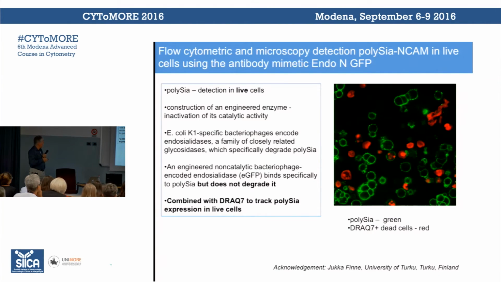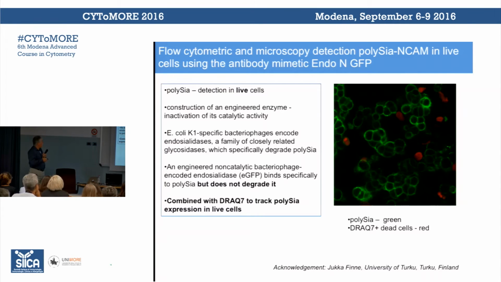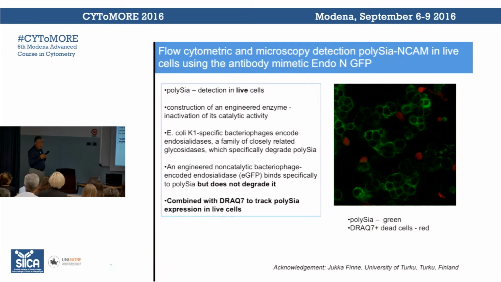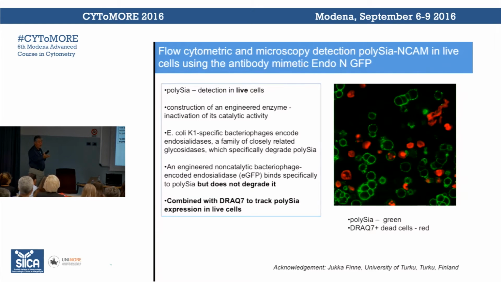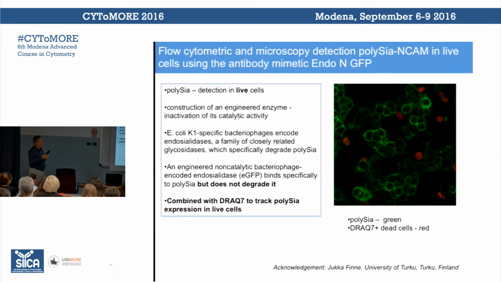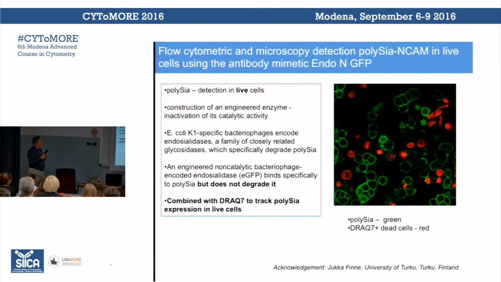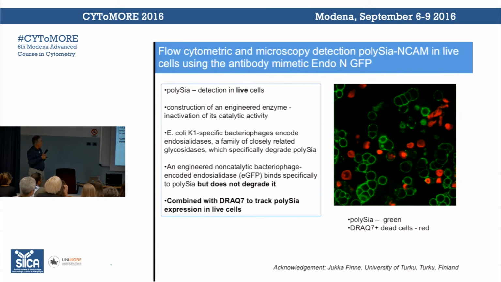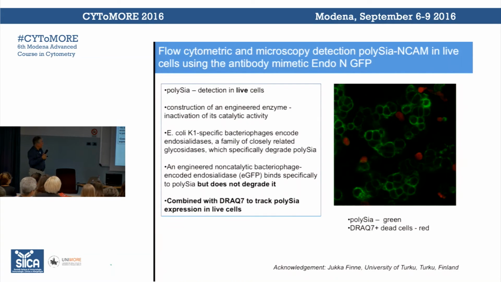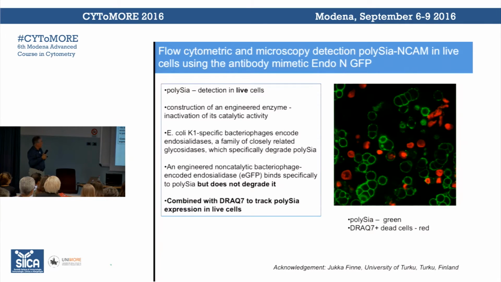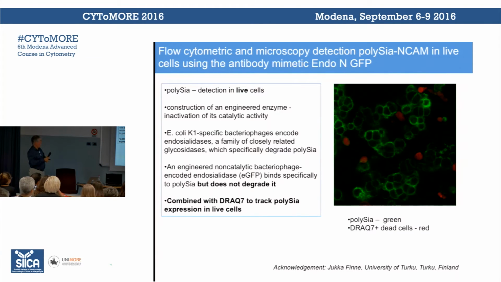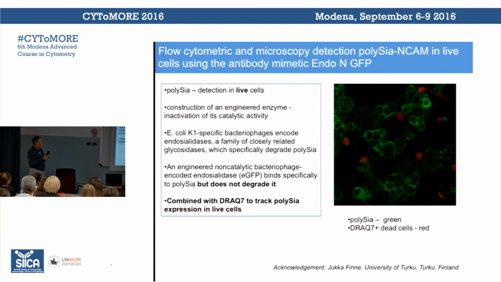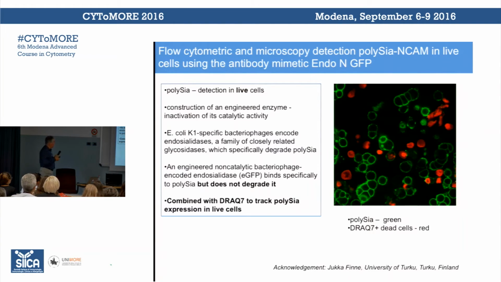endo-EGFP we call it. And because it doesn't degrade it, you put it onto the cells, and 20 minutes later, or even in live time, you can see the GFP surface tags and which cells are polysialylated. So if we go through this confocal Z-scan here, using DRAQ7 as a red marker for dead cells, you can see these contacts between EGFP-expressing cells very close, about 20 nanometers apart, each one of those cells.